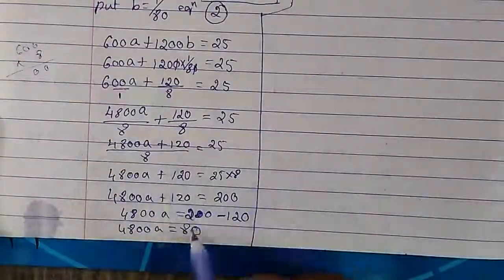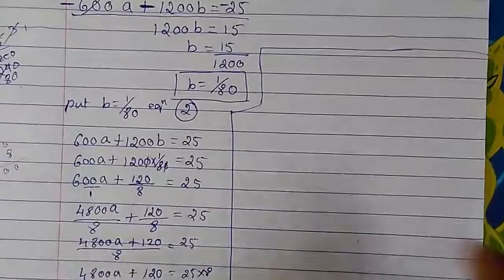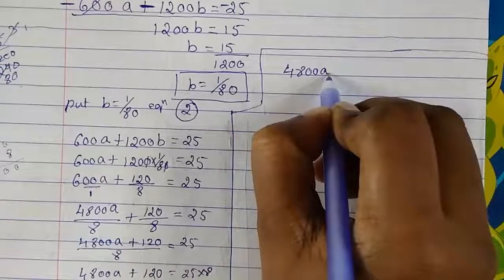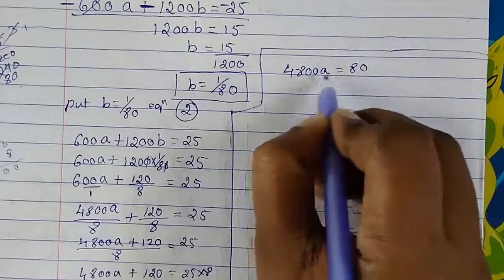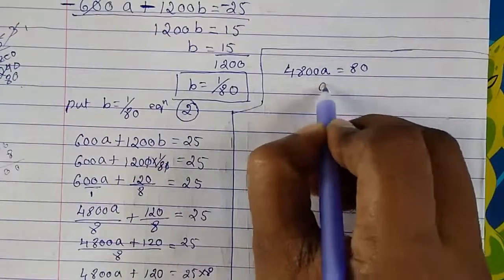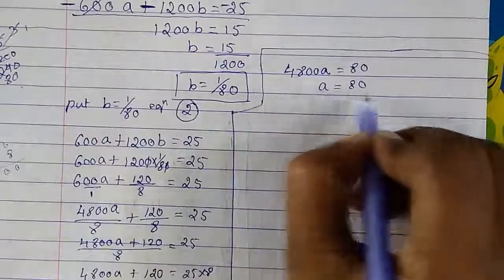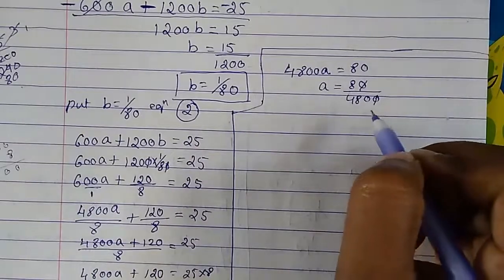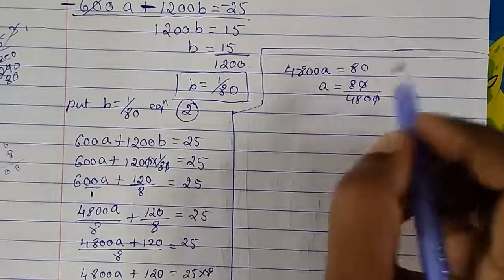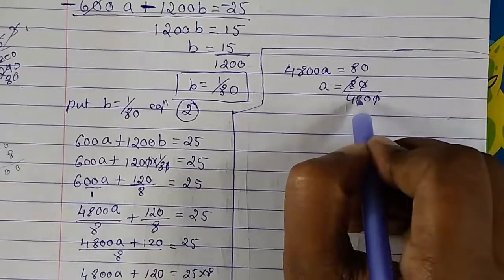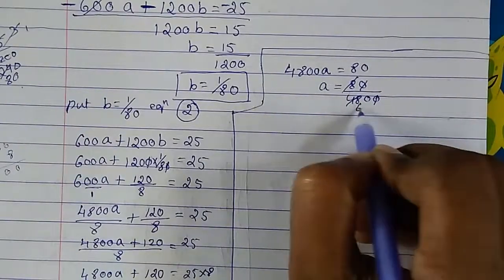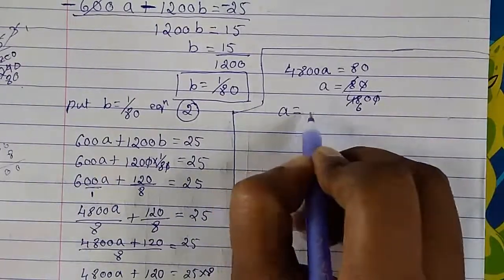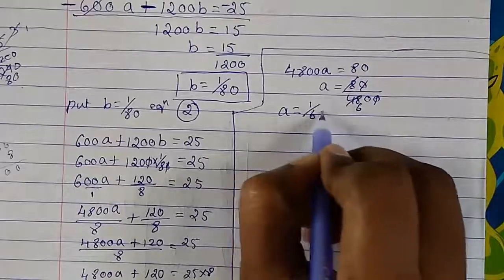So now I'll write this down here. I'll get 4800A equal to 80. We have to find out the A value. So A we keep here only, and this will come to division. 4800. So 1 zero gets cancelled. Then with 8, when you cancel this, you will get 6 times 8, you will get 48. So we have 6, we have 0 here. So A will be equal to 1 upon 60.